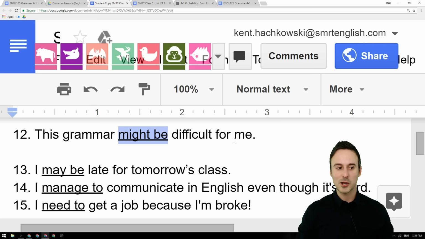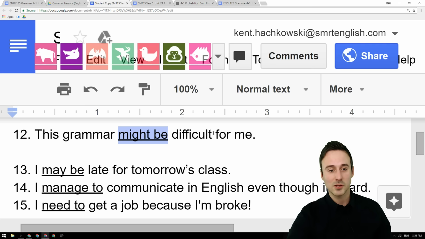If you're saying present, I agree, because if you say this grammar might be difficult for me, you are studying it right now. So it kind of gives you an idea that it's going to be a present idea because we're studying at the moment. But if you look at number 13, use may be late for tomorrow's class.